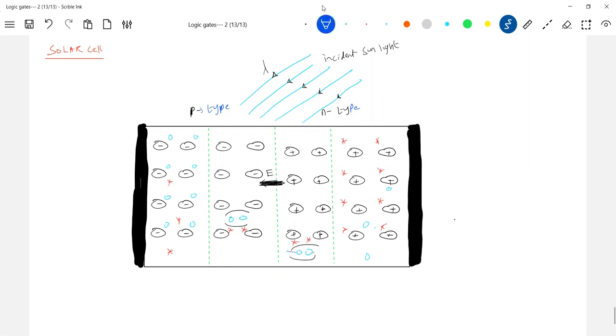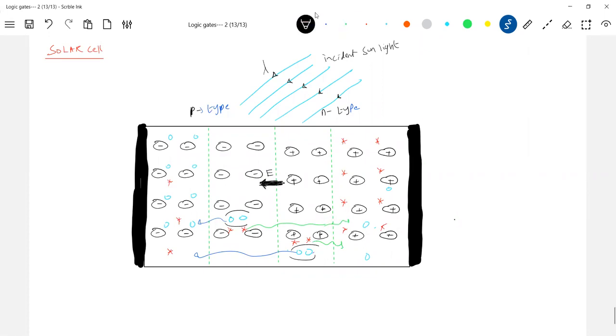So this hole should move like this, no? And the electron should move like this. That's what will shift within the depletion layer only.